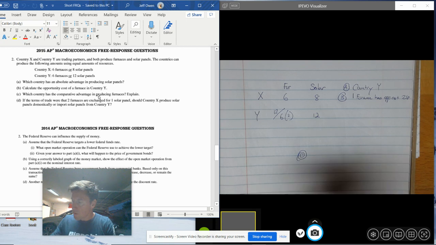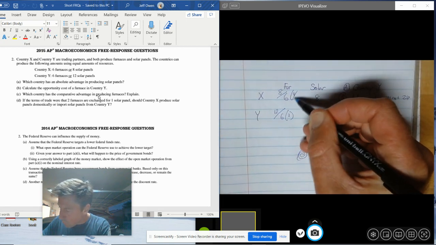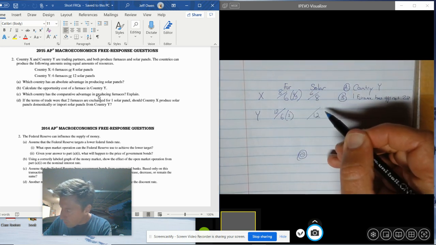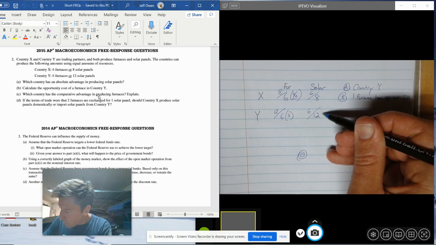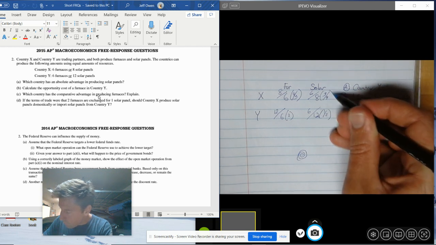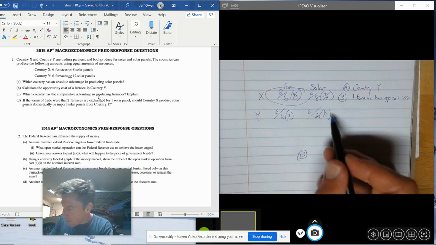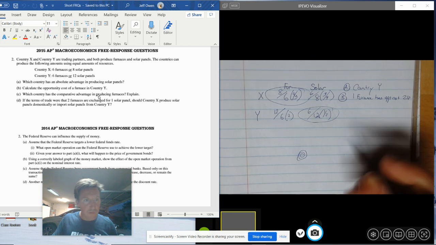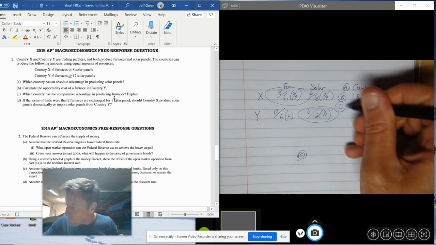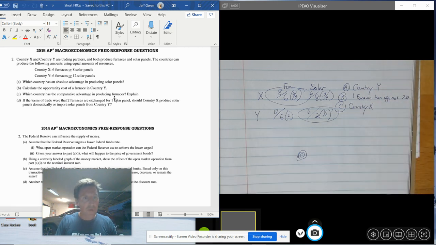All right, so 8/6 or 4/3. And then let's just solve this whole problem out. So this one is going to be 1/2, and this one is 3/4. That is smaller, so there's a comparative advantage. That is smaller, there's our comparative advantage. What do they want? Furnaces. So country X has a comparative advantage in producing furnaces.